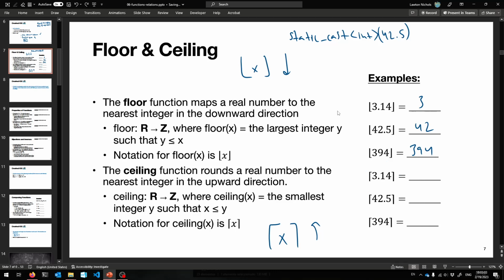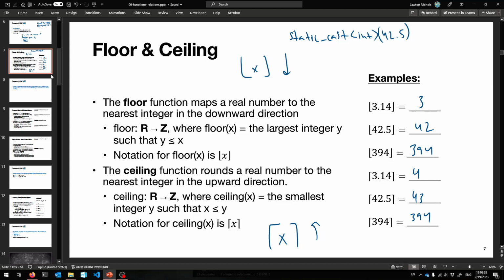So it's not the normal rounding rules. 42.5, the ceiling of that is 43. And then the ceiling of 394, it's the nearest whole number that's bigger, well, or equal to it. And this one's already a whole number, so it's 394 again. All right, so those are some functions that technically you've already been using in C++. This idea of integer division involves the floor function. And now you have the mathematical words to describe it.